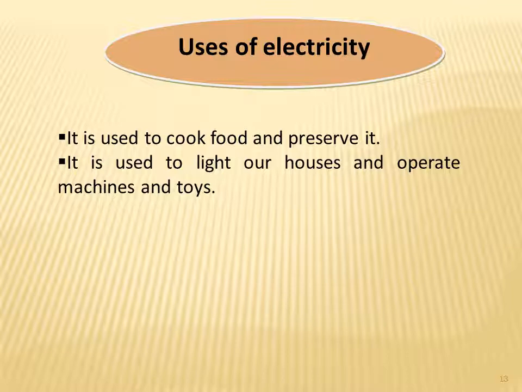If I ignore or neglect the safety precautions that I should follow when I deal with electricity, at this time electricity could be very dangerous and it may cause too many dangers. We are going to talk about each one later in detail. So, uses of electricity: it's used to cook food and preserve it, save it for a very long time, and it's also used to light our houses and operate machines and tools. That's about uses of electricity.